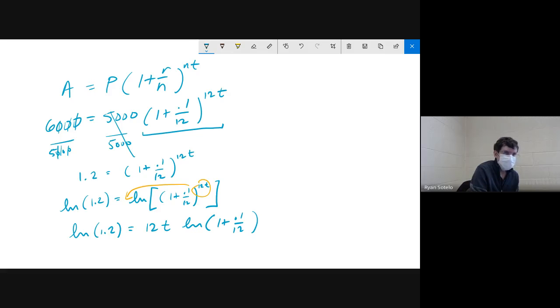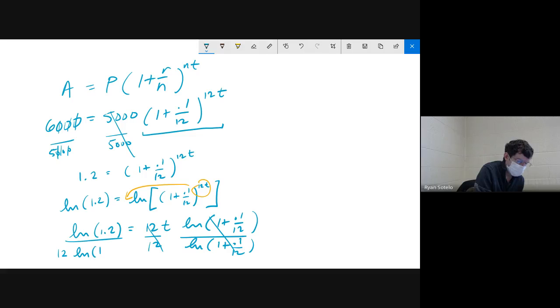Now, log of 1.2 is an irrational number. It's a long decimal. It is a number. Log of a number is a number. Log of this thing on the right is another number. They're just ugly numbers. They're ugly decimals. But they're numbers. You can do the same thing with them that you can do with any number. The same thing I could do with a 2. If I wanted to get t by itself, I'd divide by it. I'm going to do the same with the logs. So I'm going to divide by 12. And I'm going to divide by this log, whatever it is. But I have to do the same thing to both sides. So I'm going to divide by 12 and this other log.